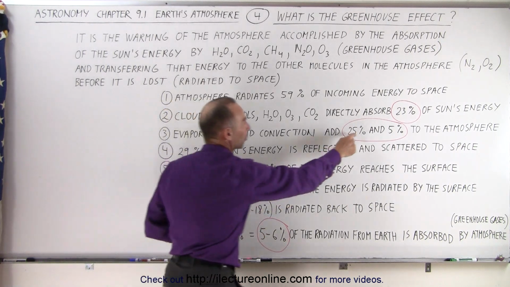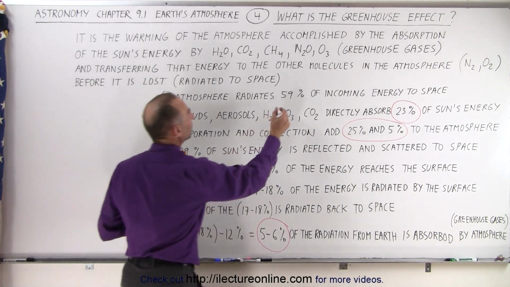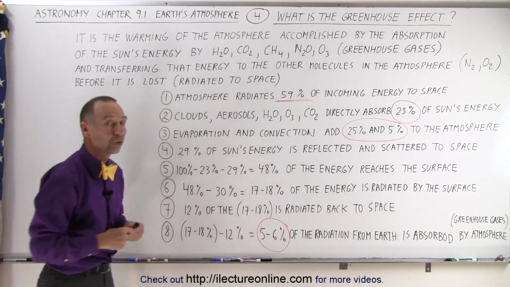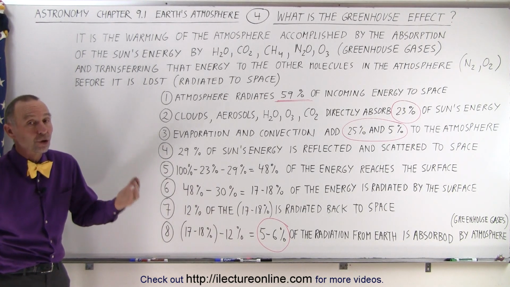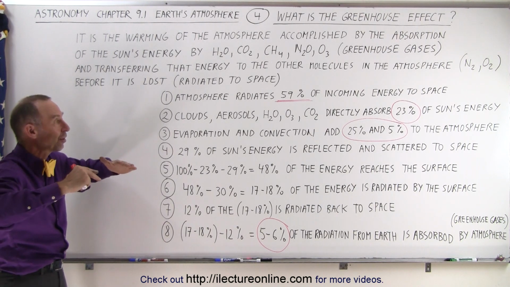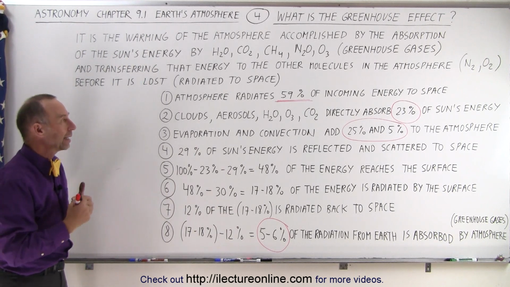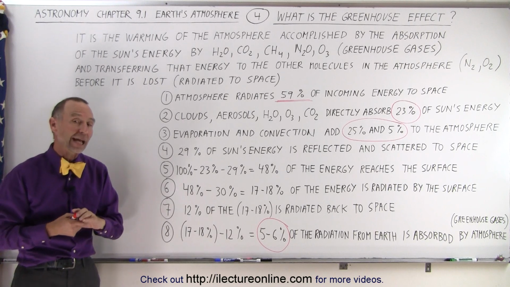So these three or four quantities added together add up to 59% of the total energy coming from the sun that is therefore absorbed by the atmosphere, and that's what we can call the greenhouse effect. It is what keeps the heat in the atmosphere so that it doesn't readily go back into space, keeping the Earth at a nice, comfortable temperature. At least those are the conditions we find in the atmosphere today.